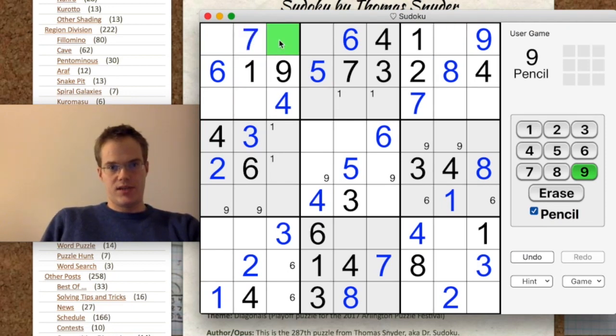We've got this box here where we're missing a 2, 3, 5, and 8. And yes, we can see with the 2s, well, not there, there, or there. So in fact, it has to go there. Can we do anything with the 3s, 5s, and the 8s? No, not there. I mean, the 3's ruled out there, but nothing else.